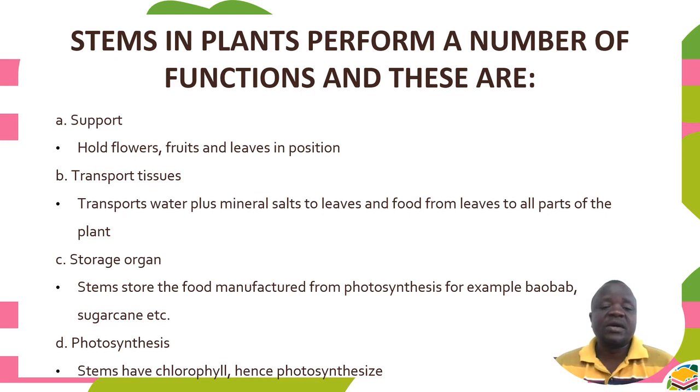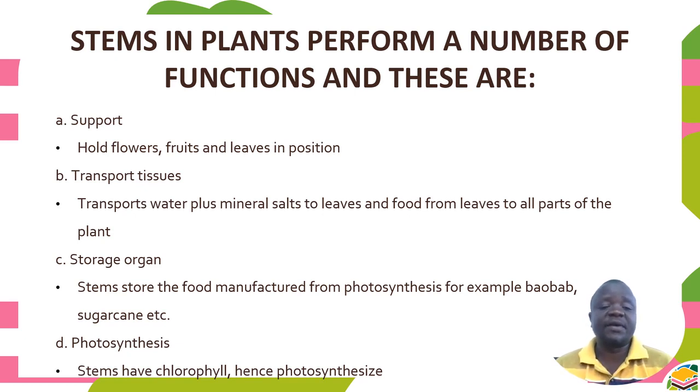So we have also transport tissues. As I said, the stems have got what we call the vascular bundle, and this vascular bundle has got what we call the transporting tissues. Namely, we have the xylem, which transports water plus mineral salts to leaves, and the phloem, which transports food from leaves to all parts of the plant. So you can see that the xylem tissue can transport water, which is a required element for the process of photosynthesis.